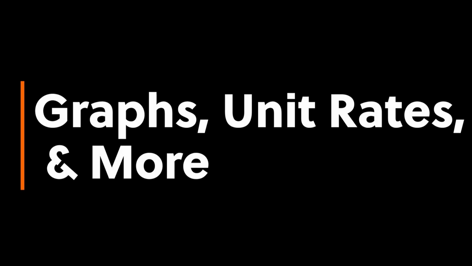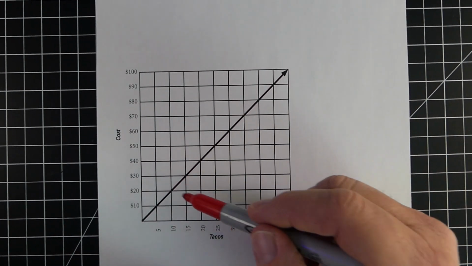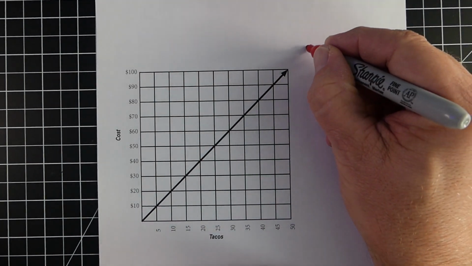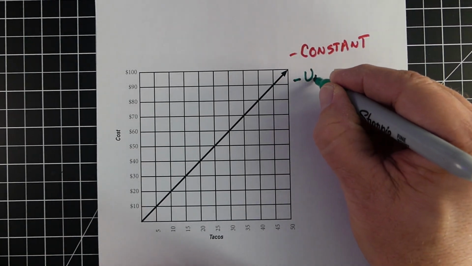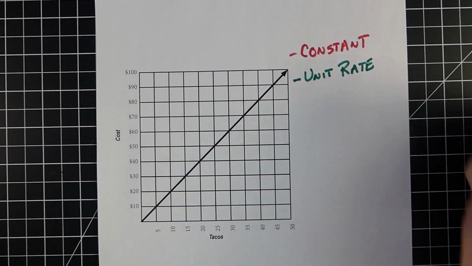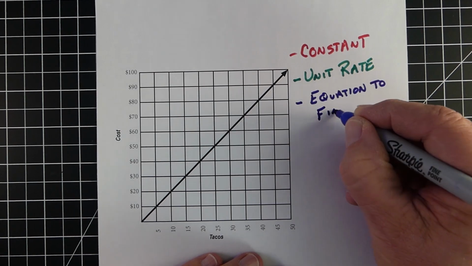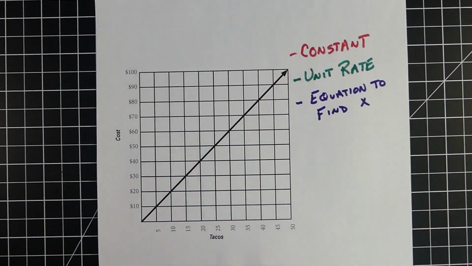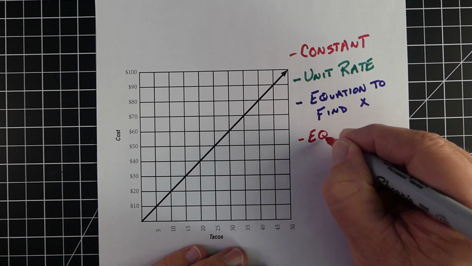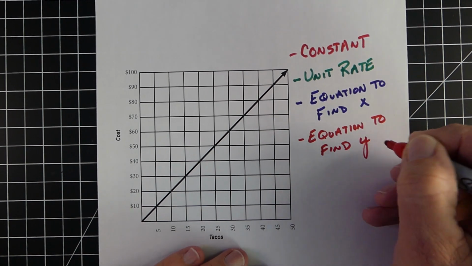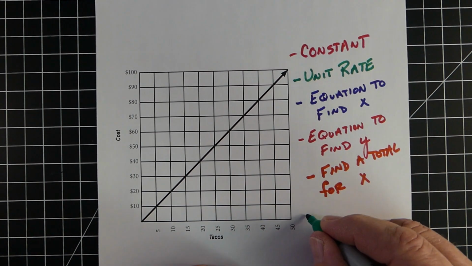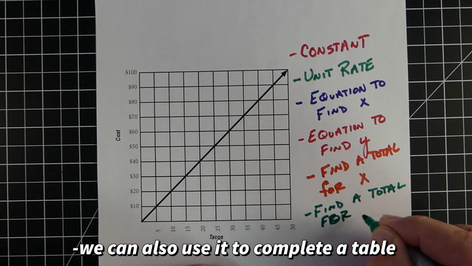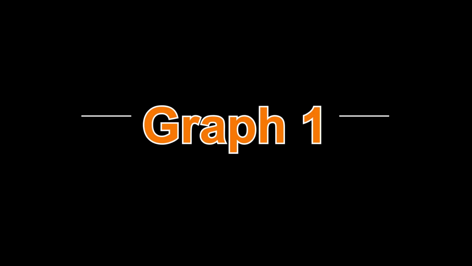When you're working with a graph, there's so much information you can get. Just from this little basic graph here, we can help determine what is our constant proportionality. We can use it to determine what the unit rate is. We can use it to help create an equation to find x. We can also use it to help create an equation to find y. We can use this graph to help us find the total amount for x or also a total amount for y. And the other thing we could do is we can have a table that goes along with this that we can complete just by looking at this graph.